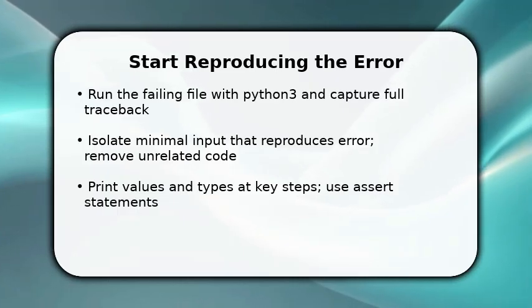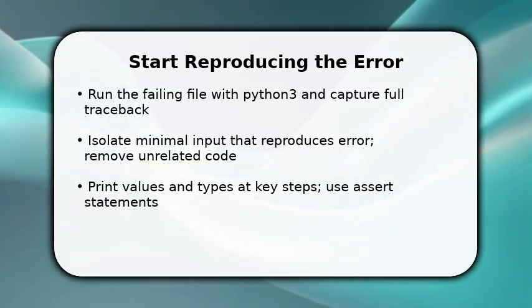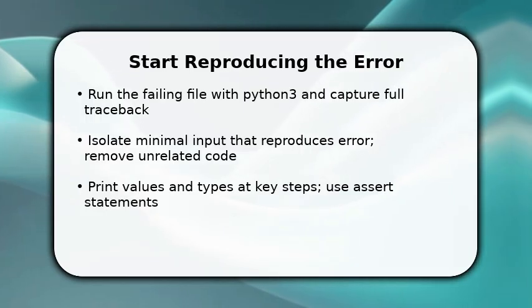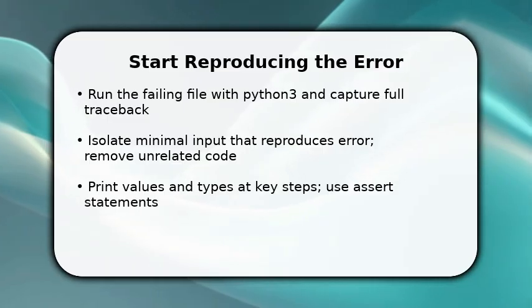You begin by reproducing the error reliably. Run the script with the exact argument so the traceback appears. Once done, narrow the problem to a minimal example by removing unrelated code and inputs.